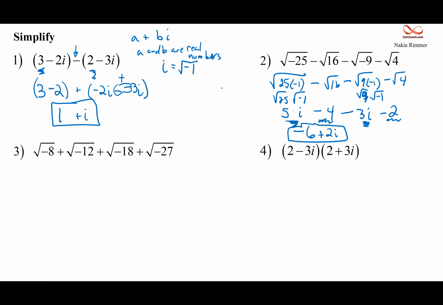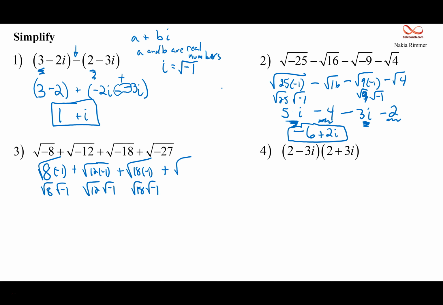Okay, more number 3 here. Now we don't have perfect squares anymore. You notice that everything underneath the square root, numbers-wise, was a perfect square. Not the case in number 3. Same concept though. You take 8 times -1 and you take the square root of each one. You take 12 times -1 and you take the square root of each one. 18 times -1 and you take the square root of each one. 27 times -1 and you take the square root of each one.